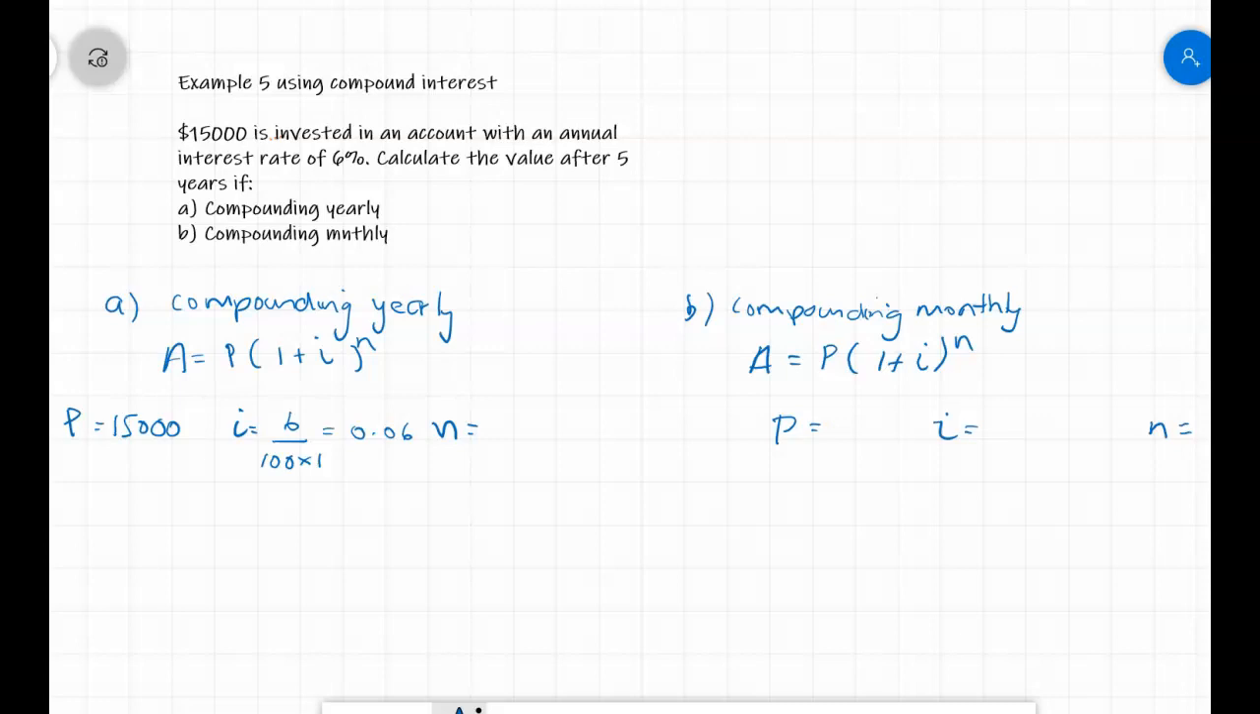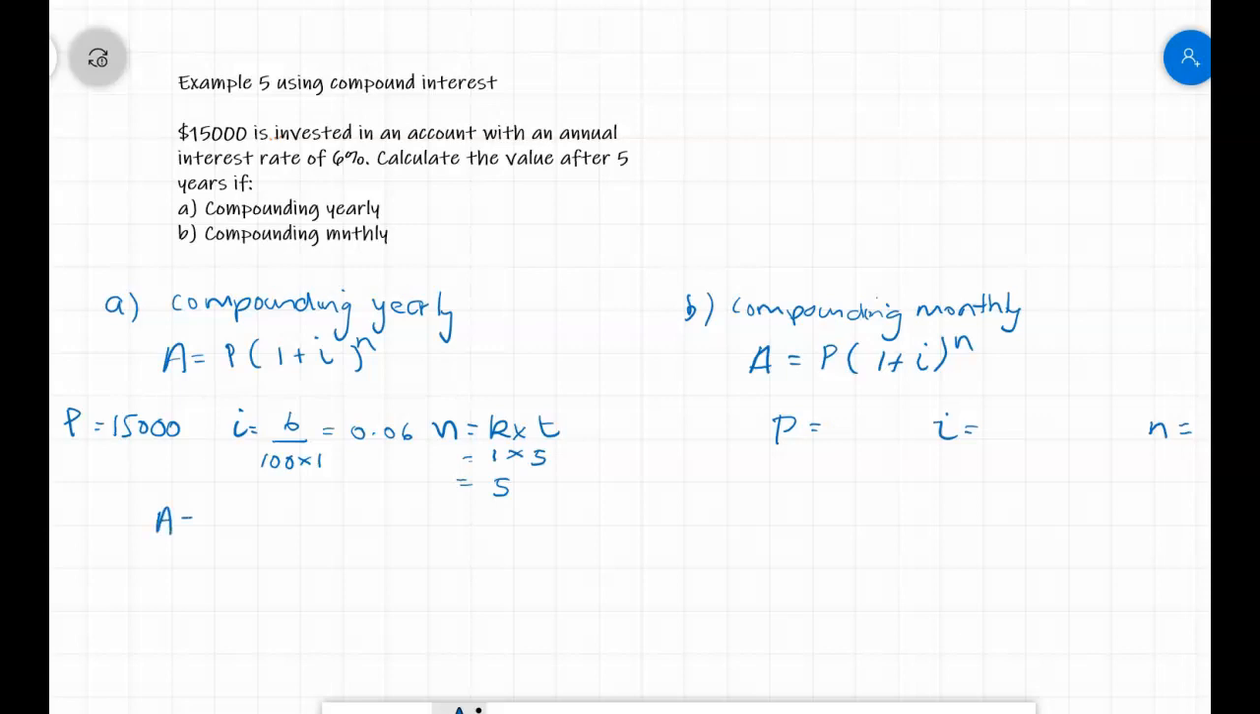This n is equal to the number of times it's compounding in a year times the years. So that's that k times t I was talking about, the compounding times the time. So here it's compounding once a year, and the time is 5 years. So in this case, n is going to be equal to 5. Now I have all the numbers that I need to put into my formula.